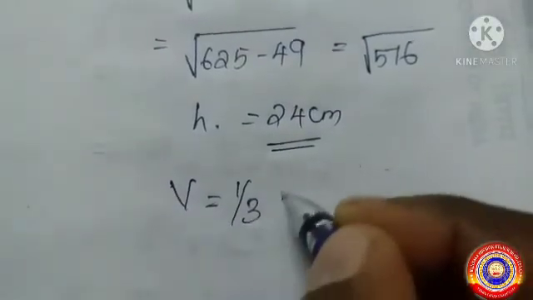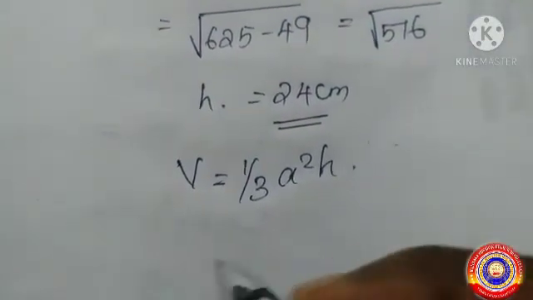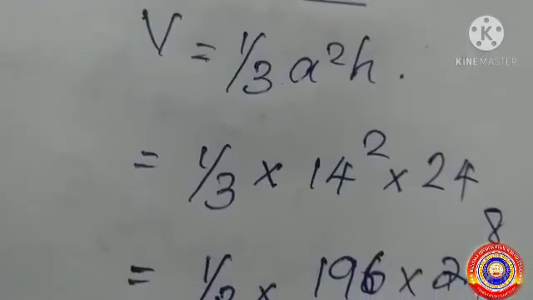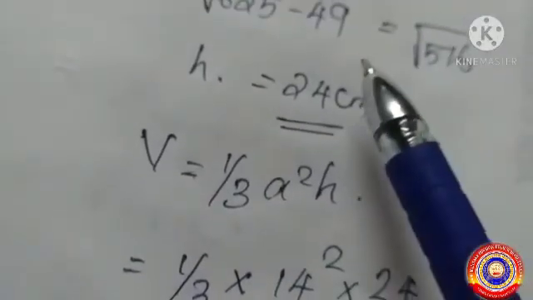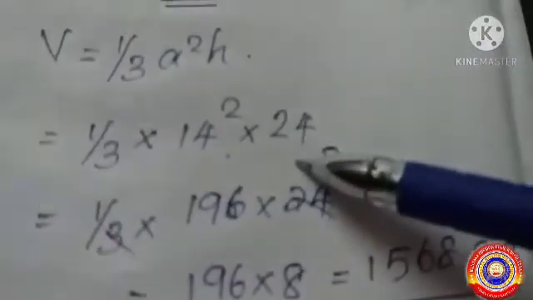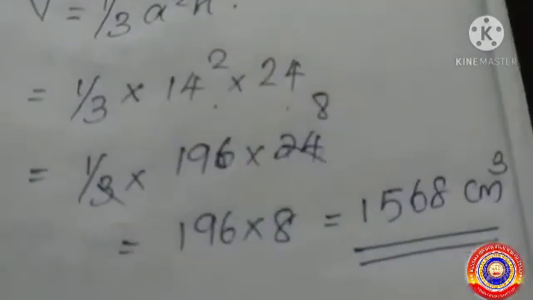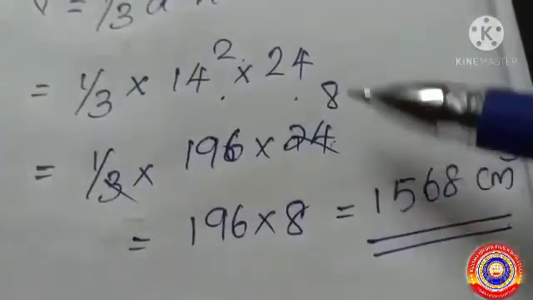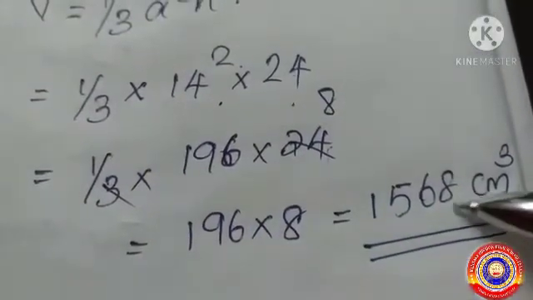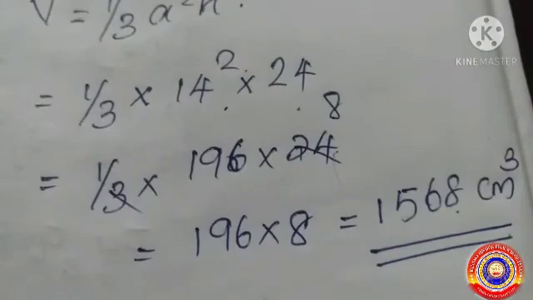Next we have to find the volume. Volume V is equal to 1 by 3 A square H, which is equal to 1 by 3, A means 14, 14 square into H is equal to 24. Simplifying this, we get 1 by 3 into 196 into 24. We can cancel 3 and 24, and it becomes 196 into 8 equal to 1568 centimeter cube.